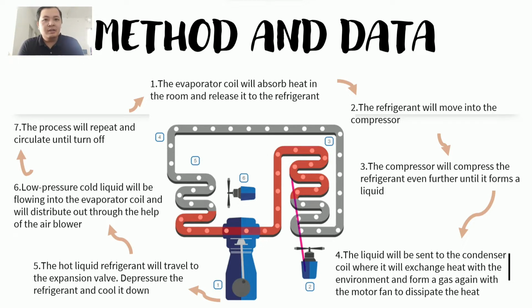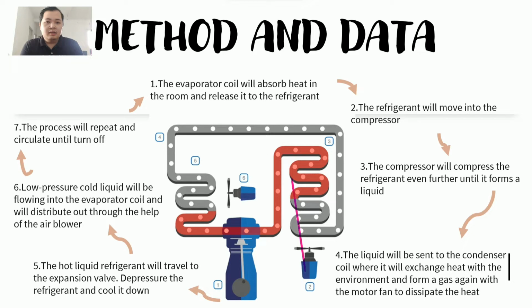Second, the refrigerant will move into the compressor. Next, the compressor will compress the refrigerant even further until it forms a liquid. Then the liquid will be sent to the condenser coil, where it will exchange heat with the environment and form a gas again, with the motor fan helping to dissipate the heat.